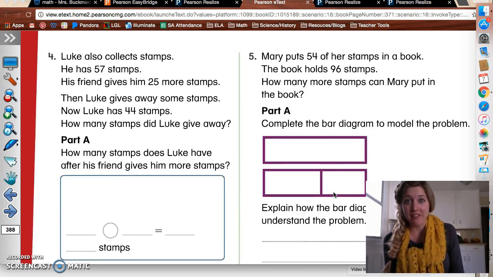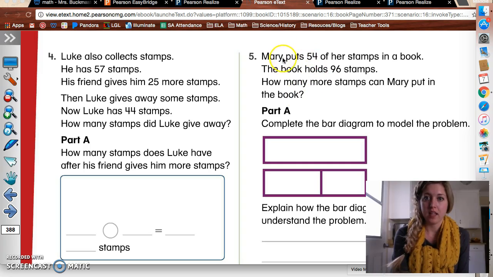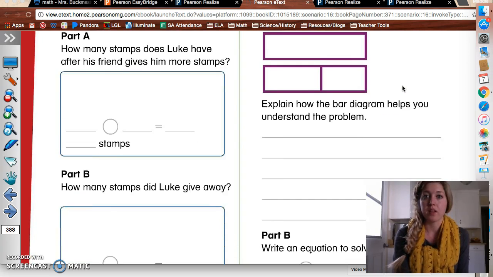Now, number 5 is going back to Mary. Mary puts 54 of her stamps in a book. The book holds 96 stamps. How many more stamps can Mary put in the book? If she put 54 of them in the book holds 96 altogether. How many more stamps can Mary put in the book?